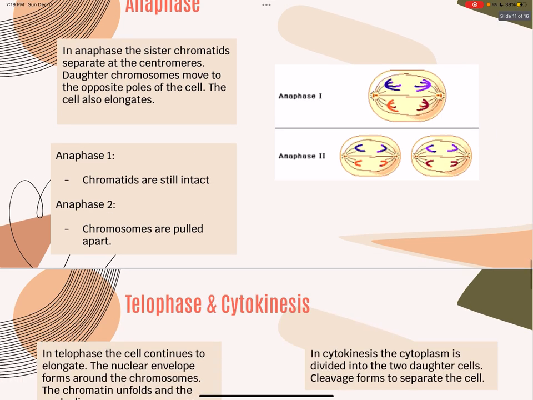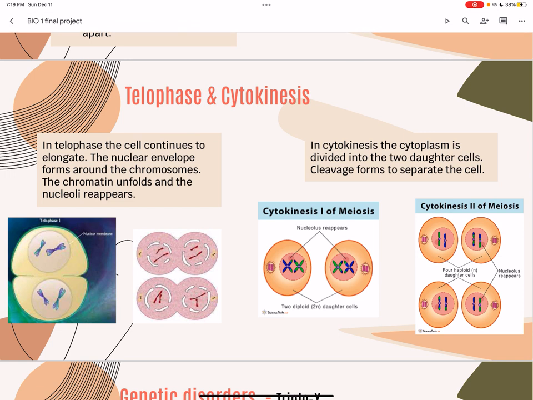And in telophase and cytokinesis, in telophase, the cell continues to elongate. The nuclear envelope forms around the chromosomes. The chromatin unfolds and the nucleolus reappears. And then in the cytokinesis stage, the cytoplasm is divided between the two daughter cells, and the cleavage forms to separate the two cells. In cytokinesis 1, we'll end up with 2 daughter cells, whereas in cytokinesis 2, we'll end up with 4 daughter cells.